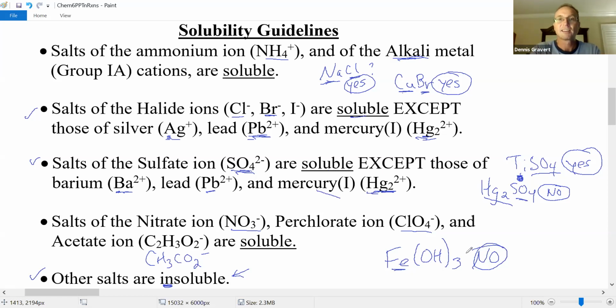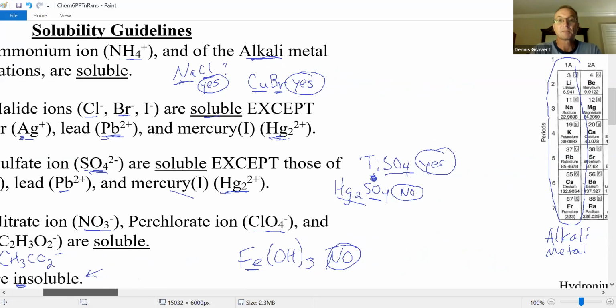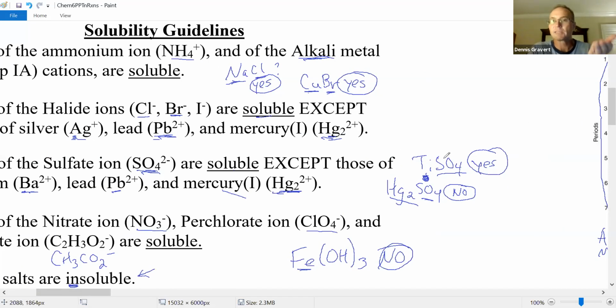Cool. Nice. So do what you can about memorizing these lists of guidelines, because you're going to be using them. Sometimes I'll just give you a formula like I did here. Titanium sulfate. Hey, are you soluble? So you have to know the solubility rules in order to predict that.